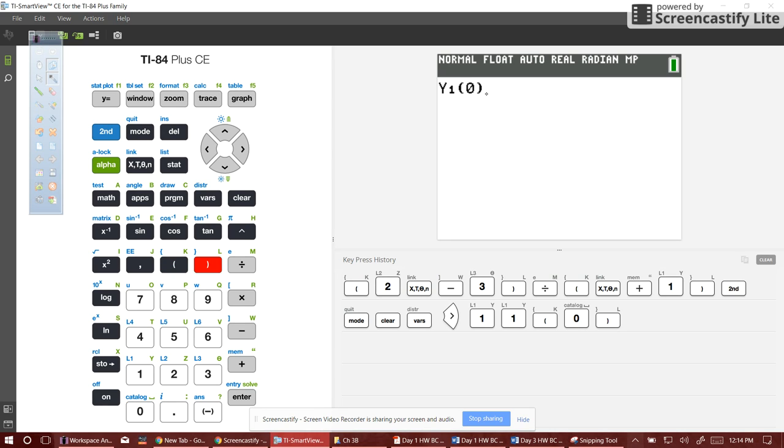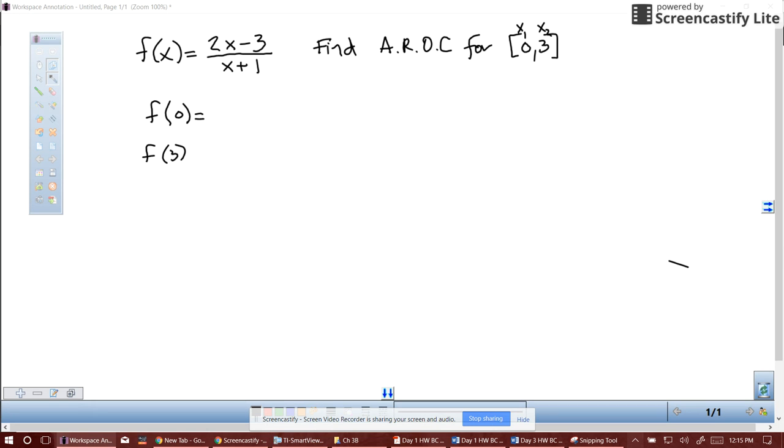Now, because I don't want to have to remember this number in a few minutes, I'm going to go ahead and press my store button, and I'll choose my letter A, so alpha A, enter. Now, we can see that that gives me a value of -3. So I'm going to go back to my workspace and say f of 0 is -3.